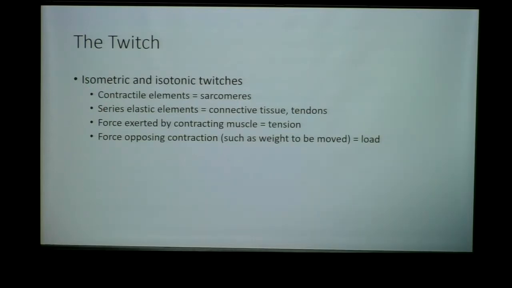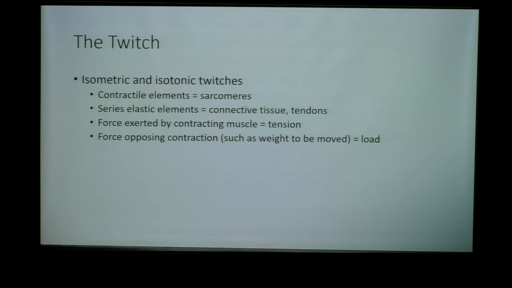So the contractile elements are the sarcomeres. I'll talk about contractile elements as I describe a twitch. And this is basically the sarcomeres. We've talked about the sarcomeres, these repeating units along the myofibril. These are the areas that are shortening, okay? These are the contractile areas of the muscle. These series elastic elements, these are the non-contractile parts of the muscle.